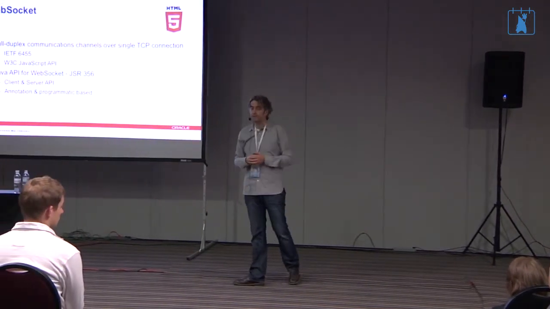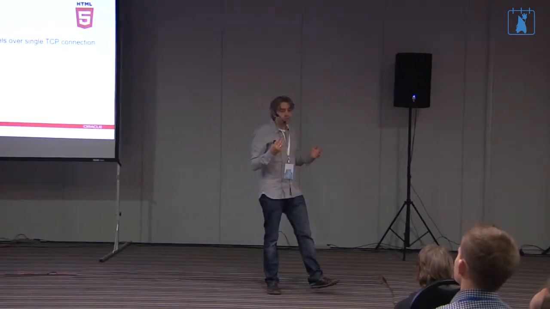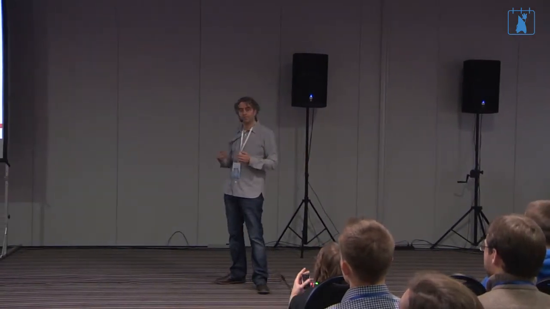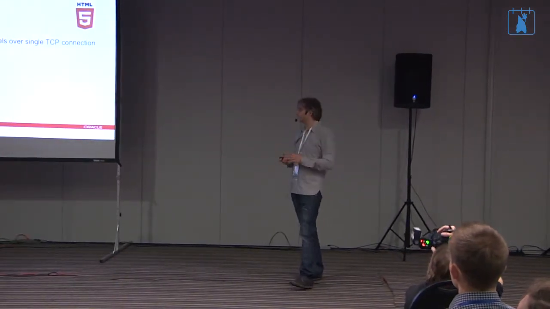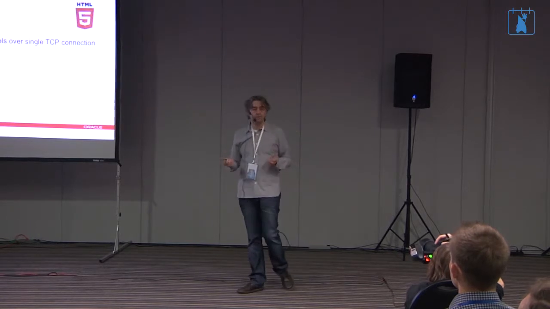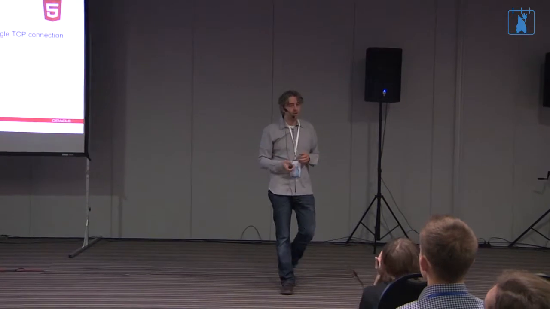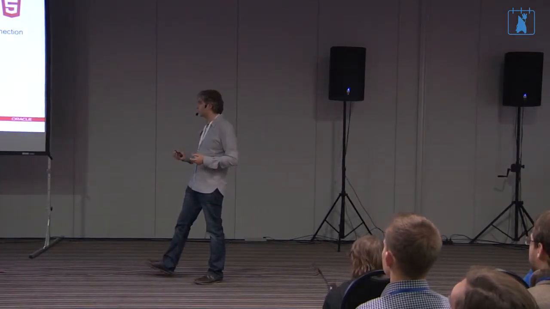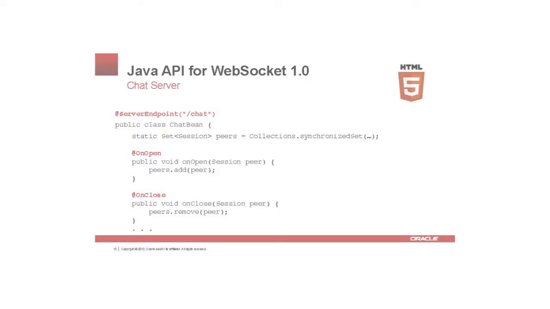So JSR 356, Java API for WebSocket, is a JSR that defines a Java API for doing WebSocket in a standard way in Java. There are two variants of the API, a client-side API and a backend-side API. There are two ways to use this API, using annotations and a more traditional programmatic approach. Obviously, the second one is a little bit more verbose. It's not that complex to use, but the annotation approach is very easy to use. And that's what we are seeing in this slide.